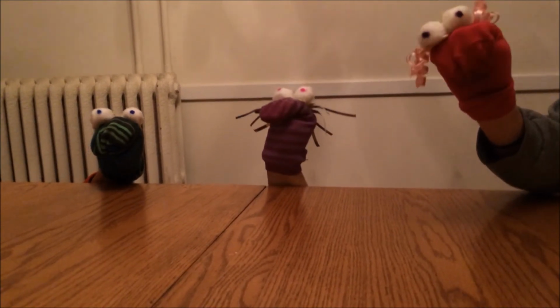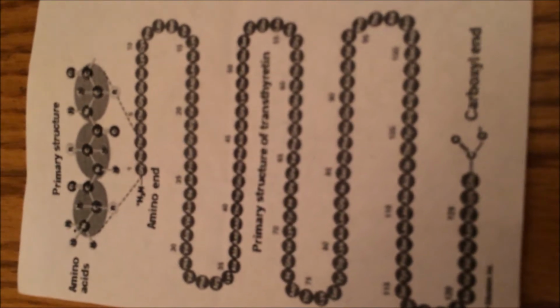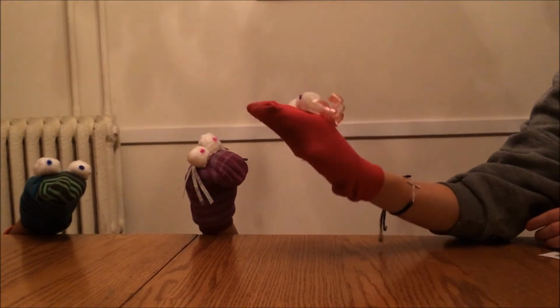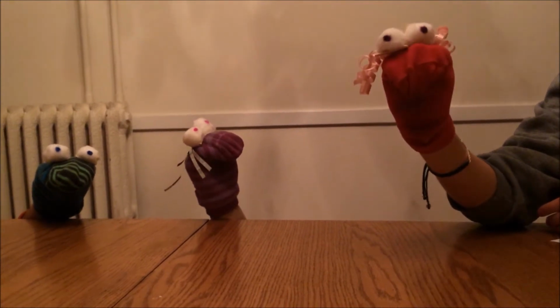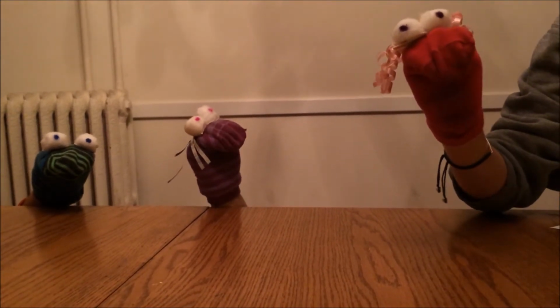First is the primary structure. What type of bond is in the primary structure? Good question. A peptide bond. The second level of protein structure is the secondary structure.